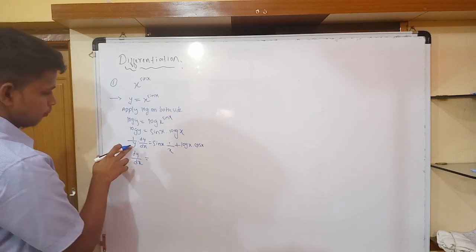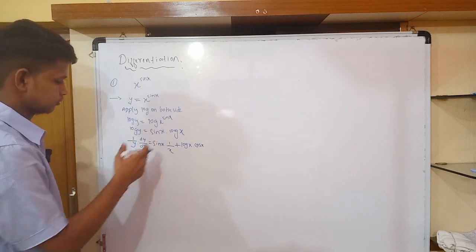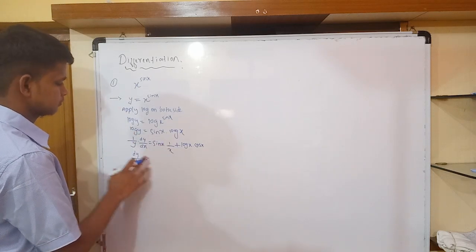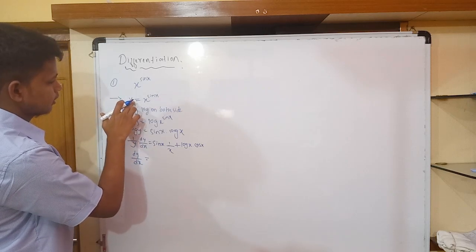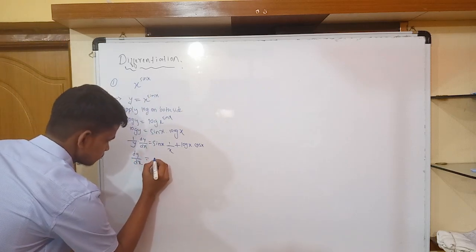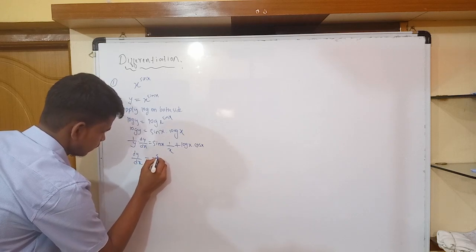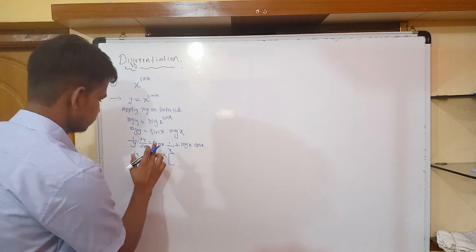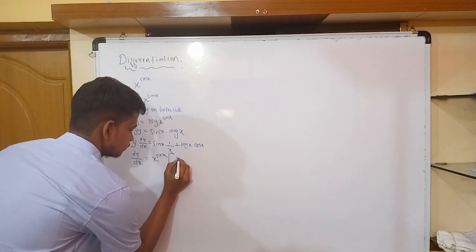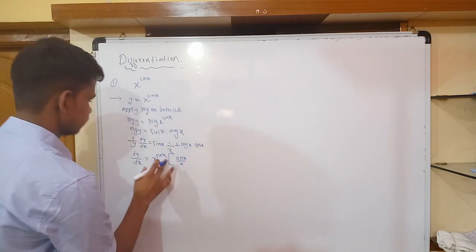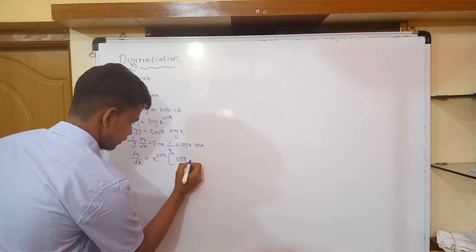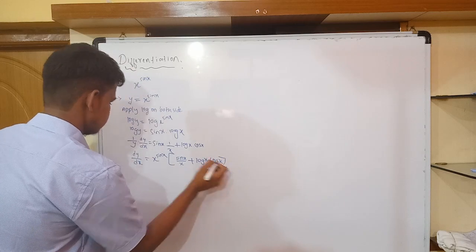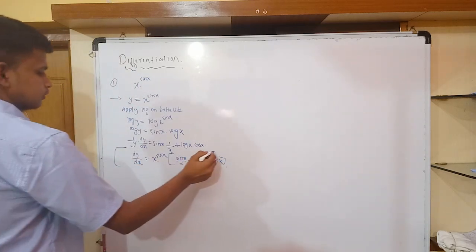Here 1 by y is there, so we cross multiply, and it becomes y into sin x by x plus log x into cos x. What is y? y is nothing but x raised to sin x. So I will directly write x raised to sin x into, in brackets, sin x by x plus log x into cos x. This is the answer for dy by dx.